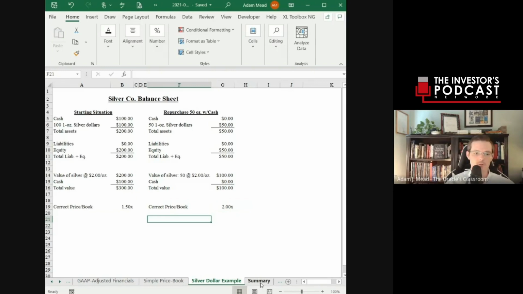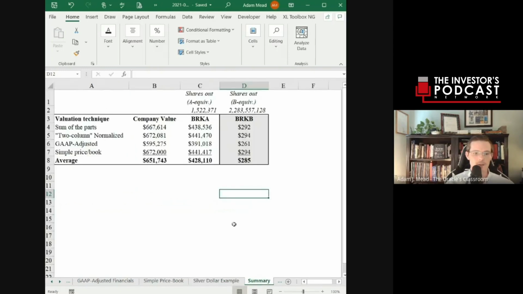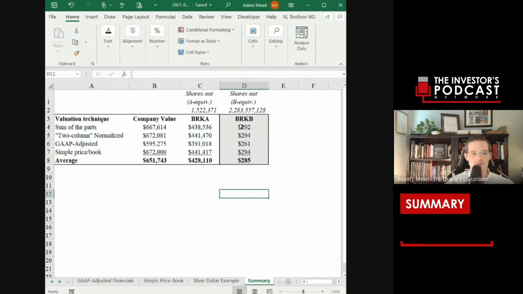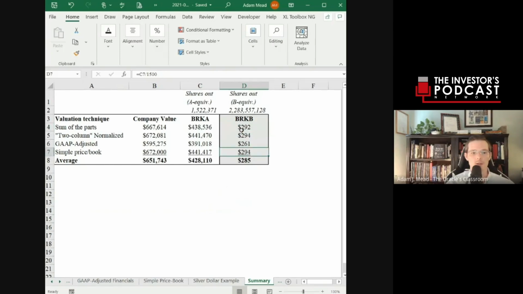So with that sort of side note, I put together this quick summary table of the different valuation techniques. Again, we see these three: the sum of the parts, the two column, and the simple price to book give us pretty close results. This 261 with the GAAP-adjusted was an outlier. But if you want to just average these and get 285 per B share, you might be even more conservative.